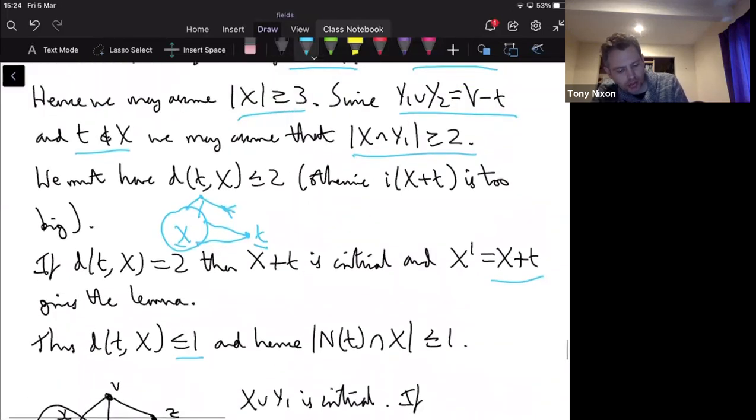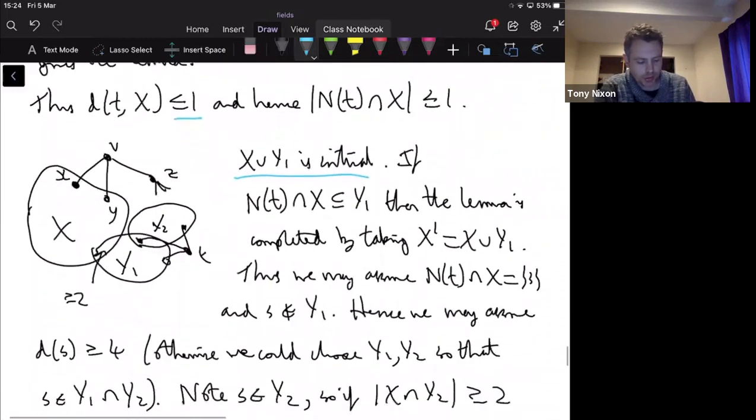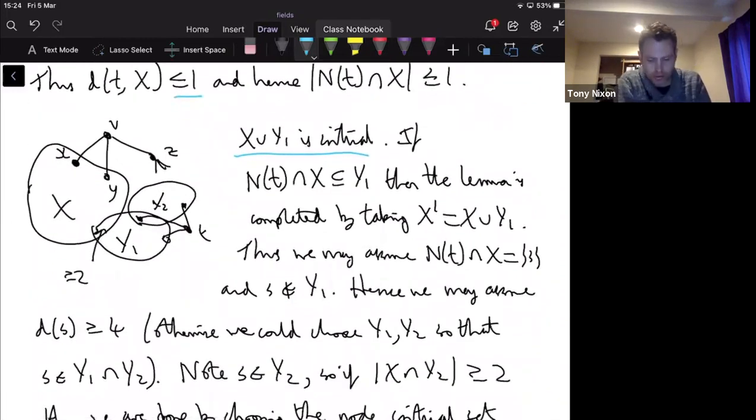We just said that X intersect Y1 has at least 2 elements, so X union Y1 is critical. Again, this is a lemma from last time. So now we can look at this picture. Again, V, X, Y, critical set X. The reason that X is node critical is Z has the high degree. We know that at least 2 things are in the intersection of X and Y1, and if there's a low degree thing, it's in the intersection of Y1 and Y2, and here's our non-admissible leaf node T. Okay.